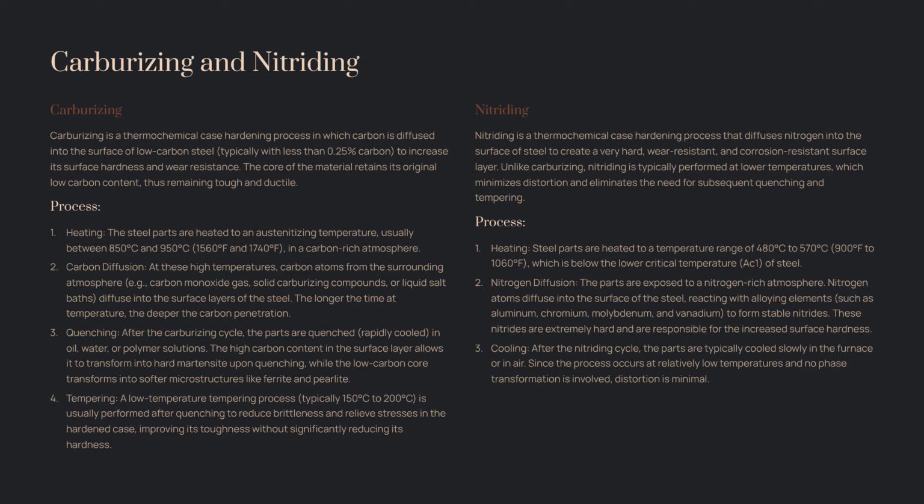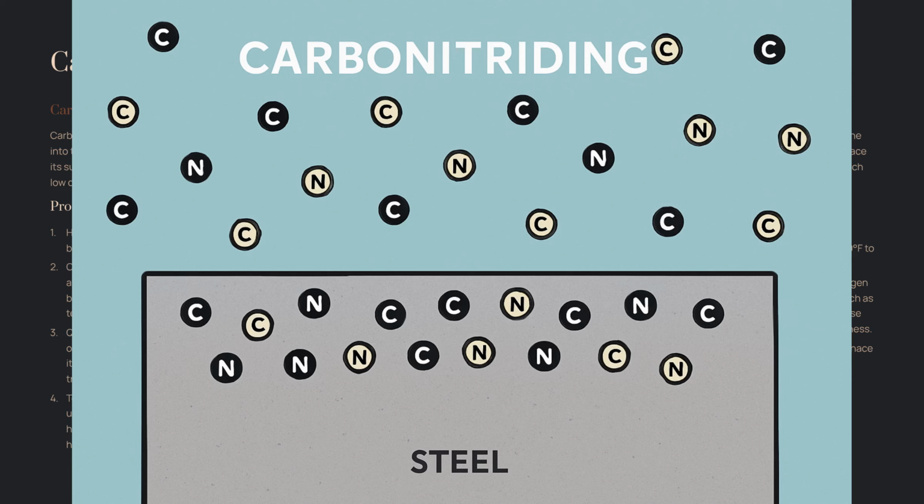Cooling. After the nitriding cycle, the parts are typically cooled slowly in the furnace or in air, since the process occurs at relatively low temperatures and no phase transformation is involved. Distortion is minimal.